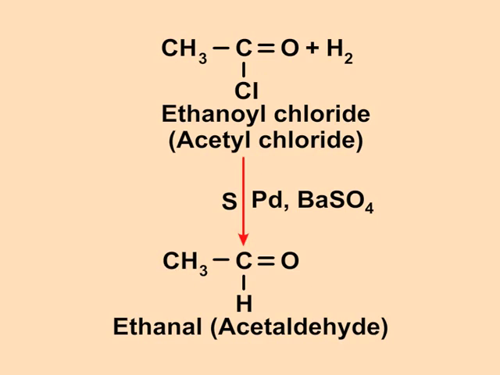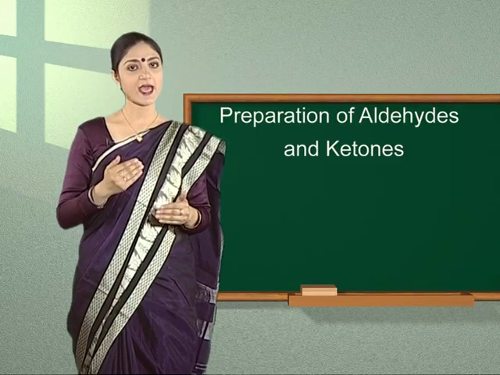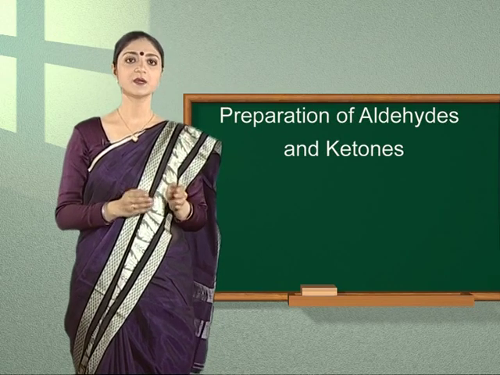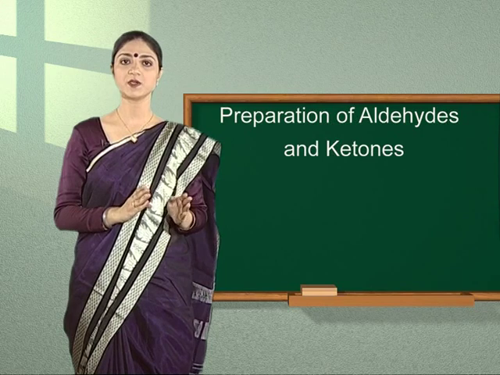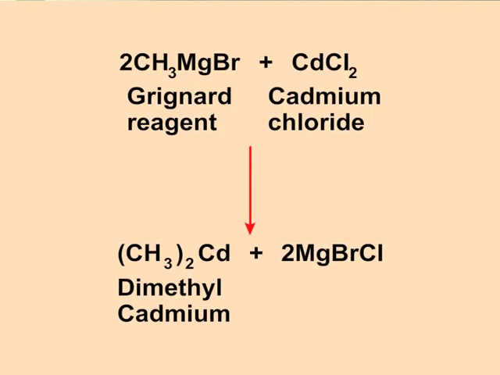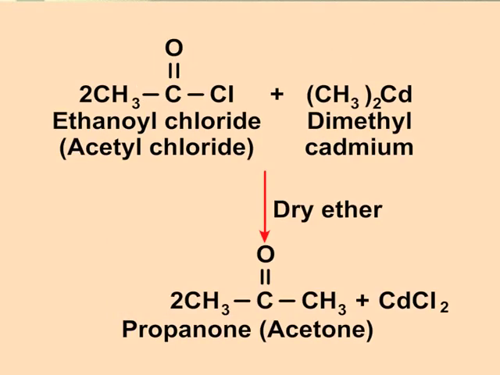Acetyl chloride, on catalytic hydrogenation in the presence of palladium catalyst supported over barium sulfate along with a small amount of sulfur, gives acetaldehyde. Ketones can be prepared from acid chlorides by treating with dialkyl cadmium. The dialkyl cadmium needed for this purpose is prepared by the reaction between Grignard reagent and anhydrous cadmium chloride. Methyl magnesium bromide, or Grignard reagent, reacts with cadmium chloride to give dimethyl cadmium. Acetyl chloride reacts with dimethyl cadmium in presence of dry ether to give acetone and cadmium chloride.